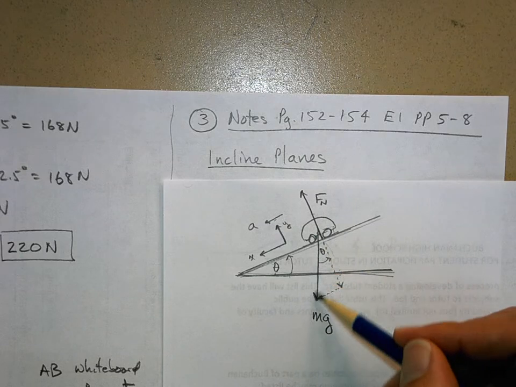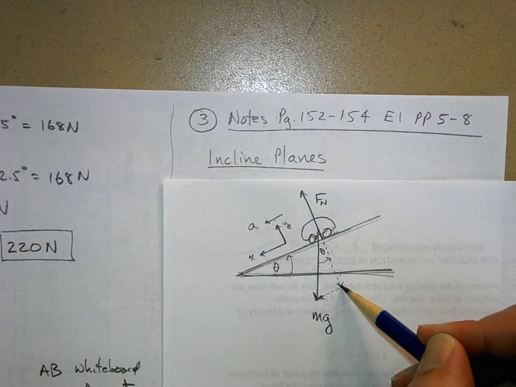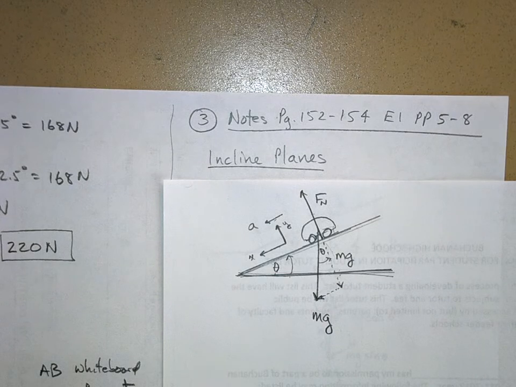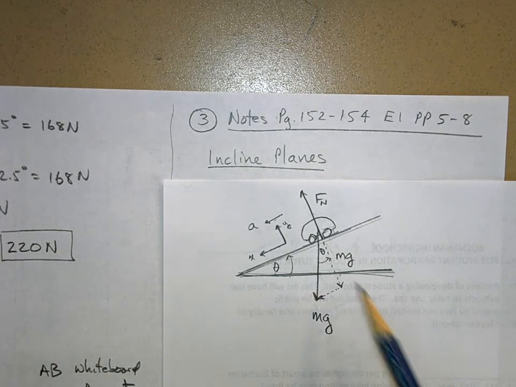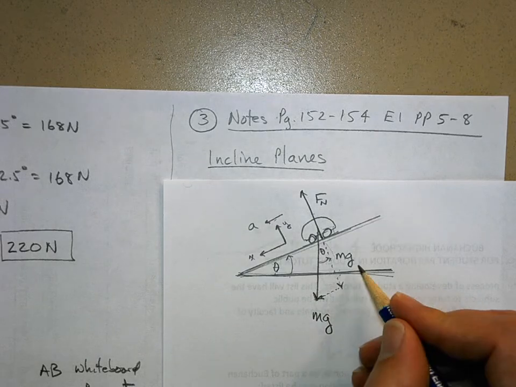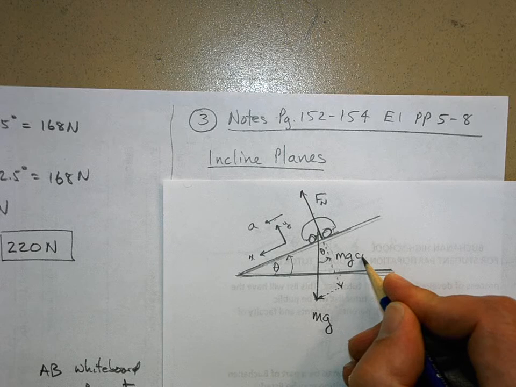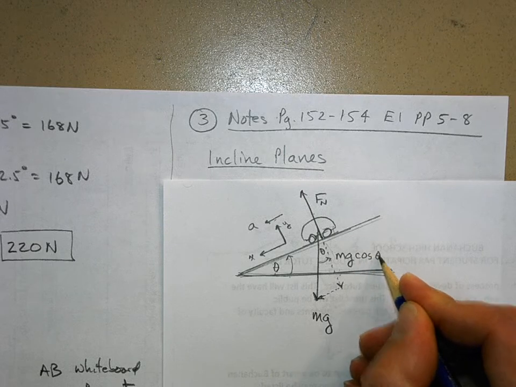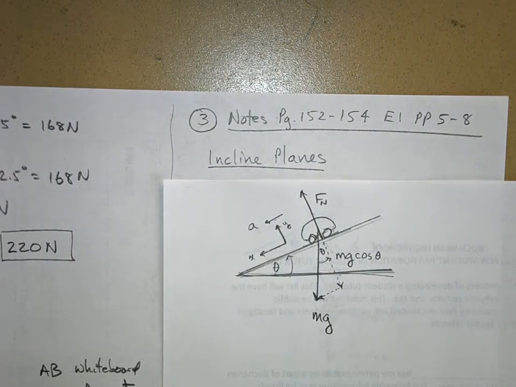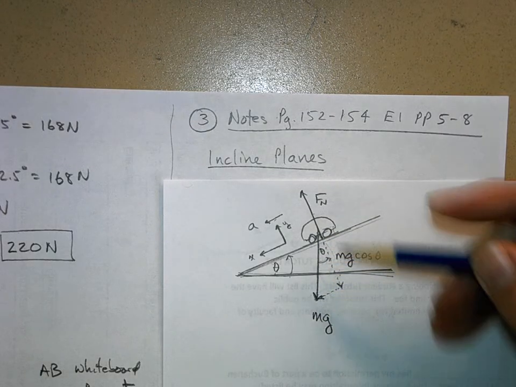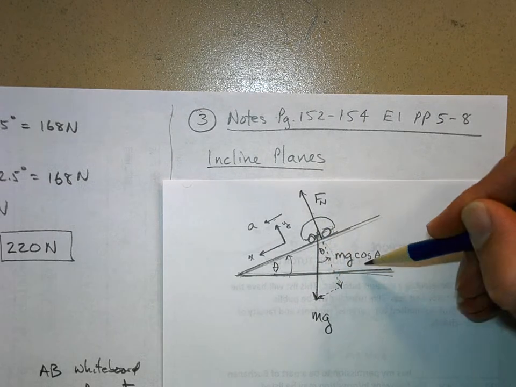So here's my weight. Here's the component of the weight in the y direction. That's mg. Now what's going to be mg what? Here's my angle. This is the adjacent leg. So this is going to be mg cosine theta, because it's the adjacent leg of this right triangle. Here's mg. mg is my hypotenuse. So this is mg cosine theta.